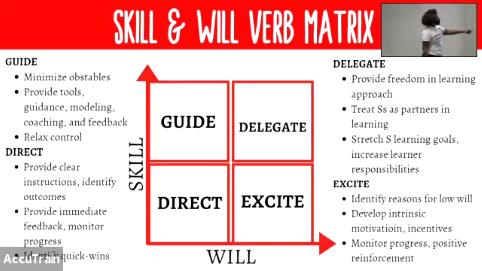Okay, as you move up, skill increases, but the will is still low. So they know how, but they still really don't want to. So we're in a guiding phase. We've got to minimize the obstacles. That means removing any barriers that will prevent this child from completing the task.